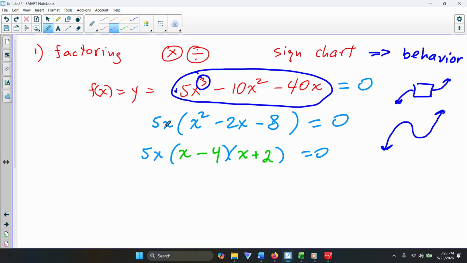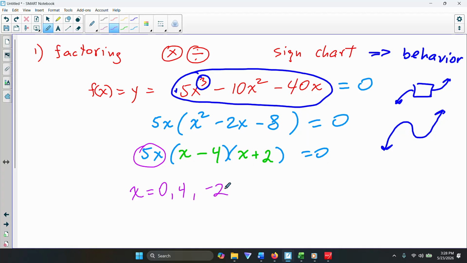The first thing, after we get it to this point, is we solve for the rest of it. So what's the x value? In order for this to be 0, this part could be 0, right? If this part is 0, then x is 0. From the first parenthesis, what's the value of x that would make it equal to 0? It must be 4. And of course, -2.